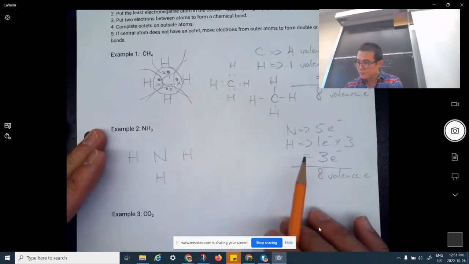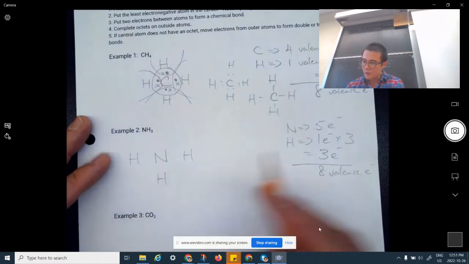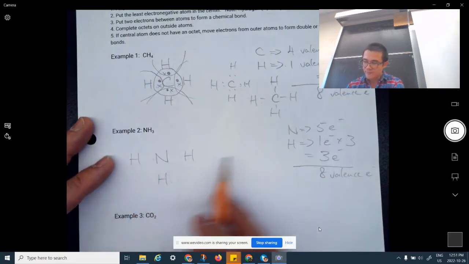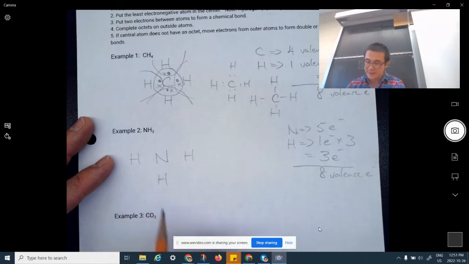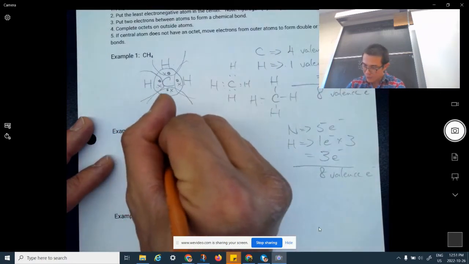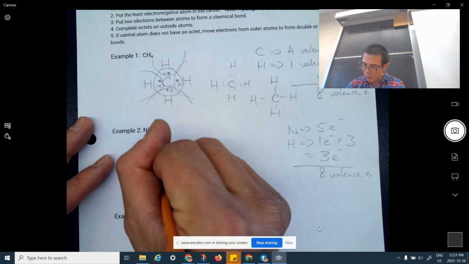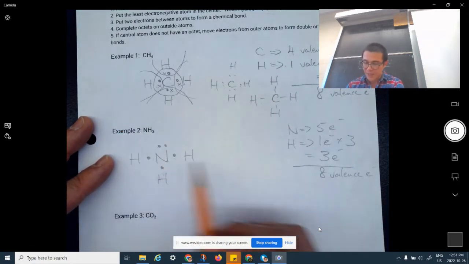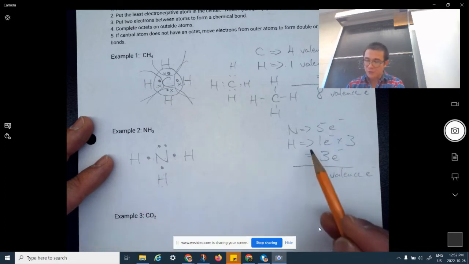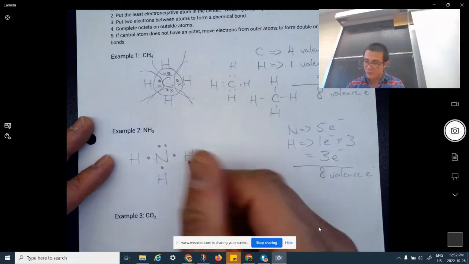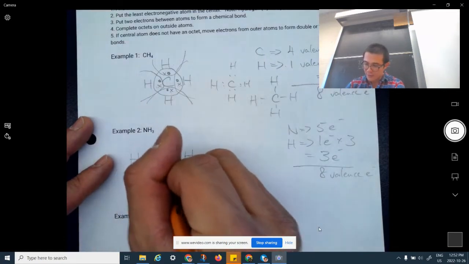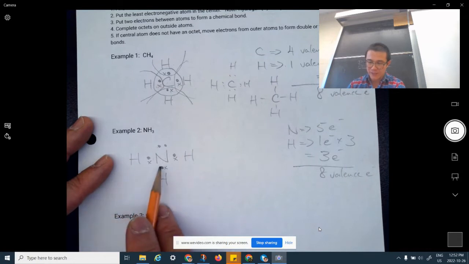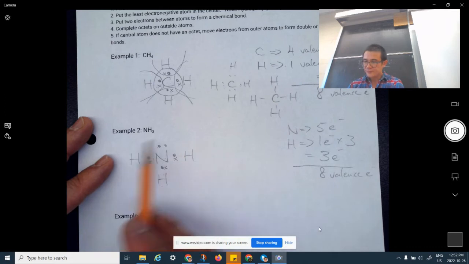Now, I would put 2 electrons. Here, nitrogen will have 5 valence electrons, so we'll have 1, 2, 3, 4, 5. I put only 1 here between the nitrogen and hydrogen because I know each hydrogen has 1 valence electron. So the crosses will be the valence electron from the hydrogen. Okay, so I did that.